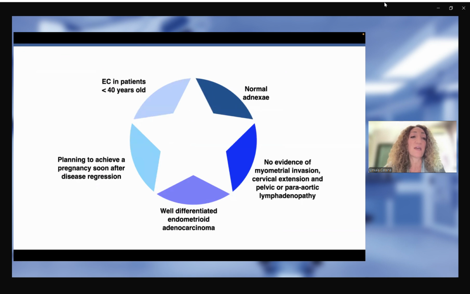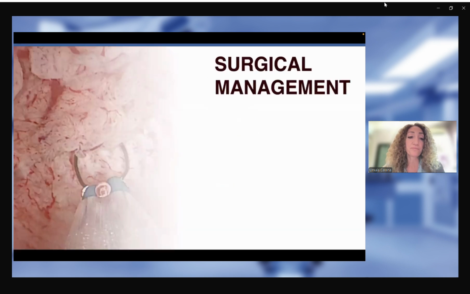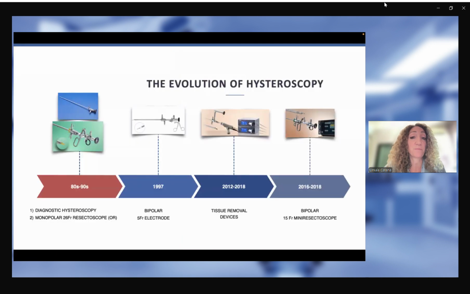So we have to face patients with endometrial cancer, less than 42 years old, who are planning to achieve a pregnancy soon after the disease regression. We have a well-differentiated endometrioid adenocarcinoma with no evidence of myometrial invasion, cervical extension, or pelvic or para-aortic lymphadenopathy, and normal annexa. What is the surgical management of this patient?